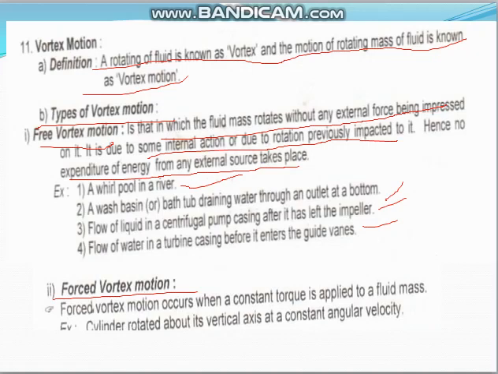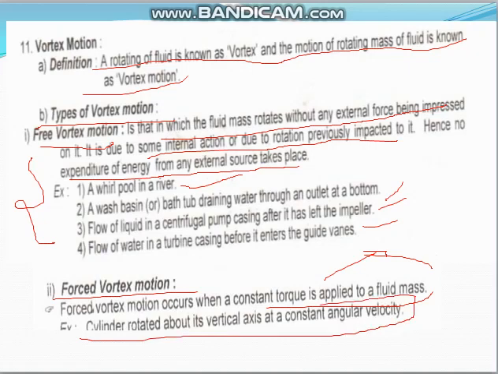So, in a wash basin, without any external force, the water goes down through the outlet. Another one is the forced vortex motion. Forced vortex motion occurs when a constant torque is applied to a fluid mass. So this is the simple difference. In free vortex motion, there will be no external force. In forced vortex motion, an external torque is applied on a fluid mass to rotate it. Example: a cylinder rotated about its vertical axis at a constant angular velocity.